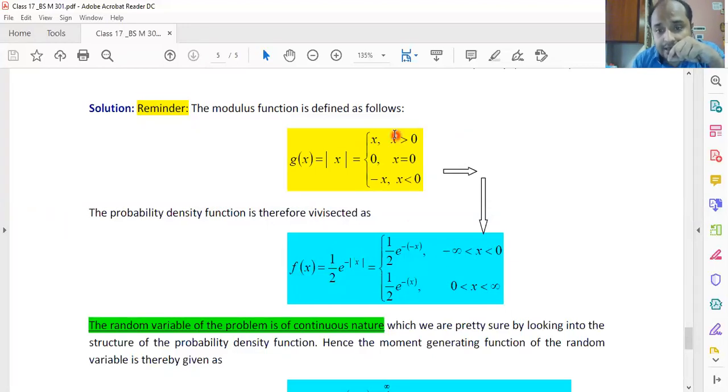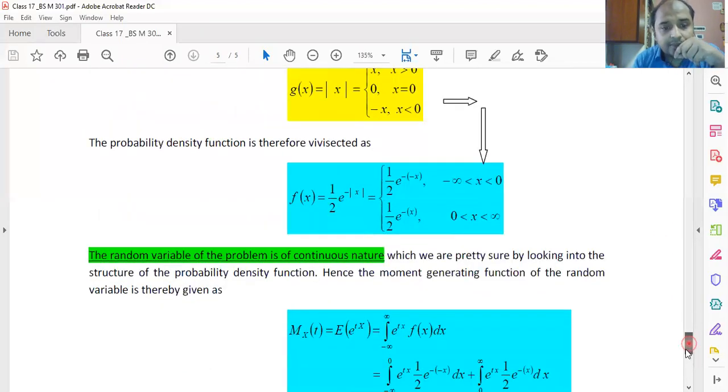Now you see, if I apply this result over here, carefully observe, when x is lying between minus infinity to 0, that means x is negative, mod x is minus x, so half e to the power minus mod x will be half e to the power minus minus x. When x is lying between 0 to infinity, that is x is positive, half of e to the power minus mod x will be half of e to the power minus x, because in that case x is greater than 0 and mod x is x itself.